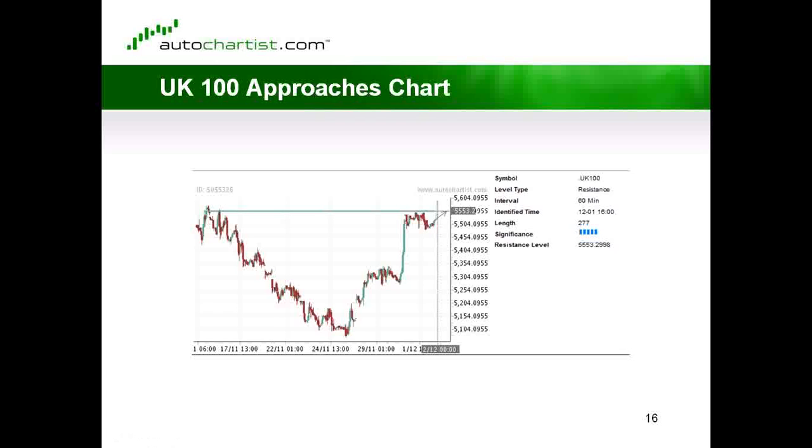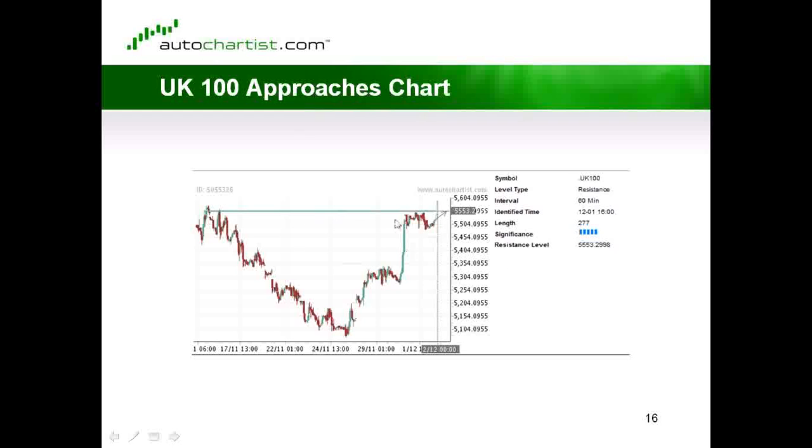Now, as you approach this level, you should pay attention to the length, for example, and also to the significance. You can go anywhere from 1 to 10 on the significance. We're just looking at anything right now for these slides because I'm not looking at any particular weights. But I do know that the longer a market spends creating a pattern or a resistance level, the more important it is. Also, the number of touches of a resistance level is important.